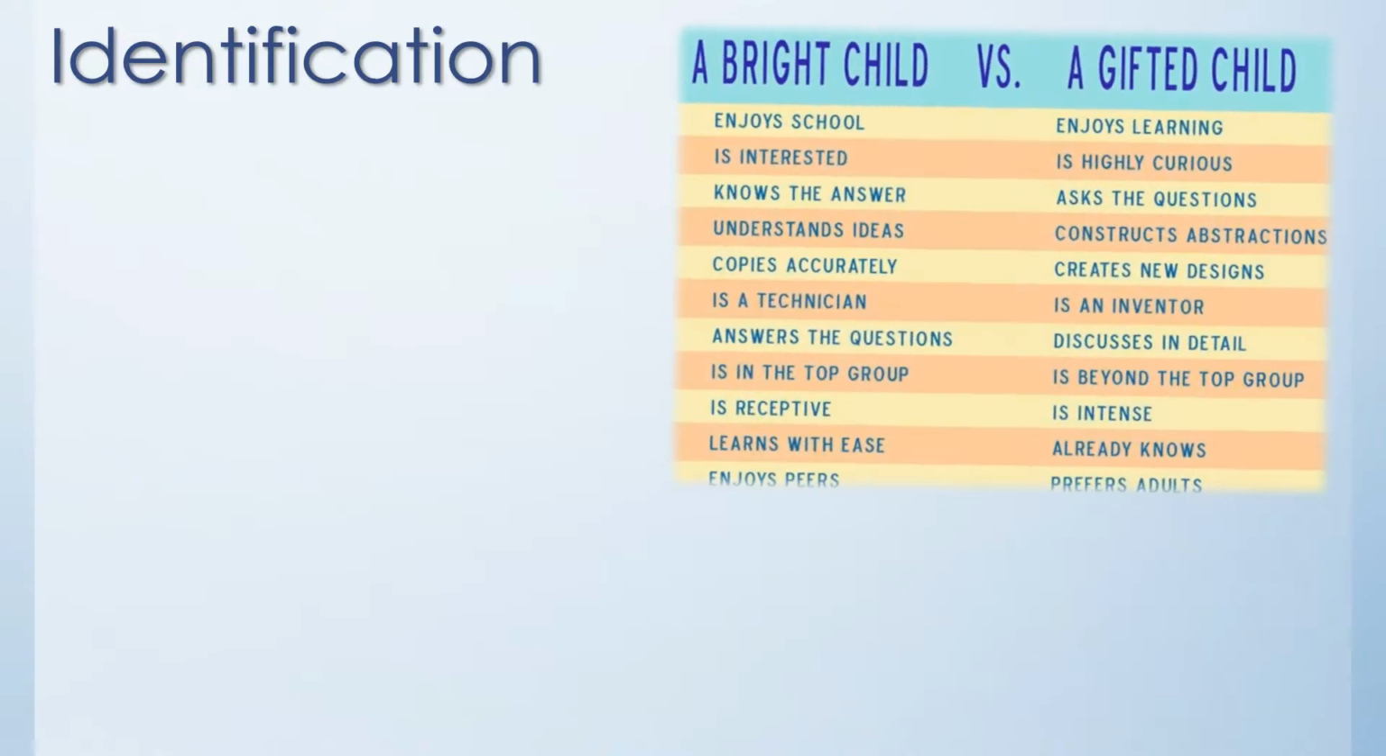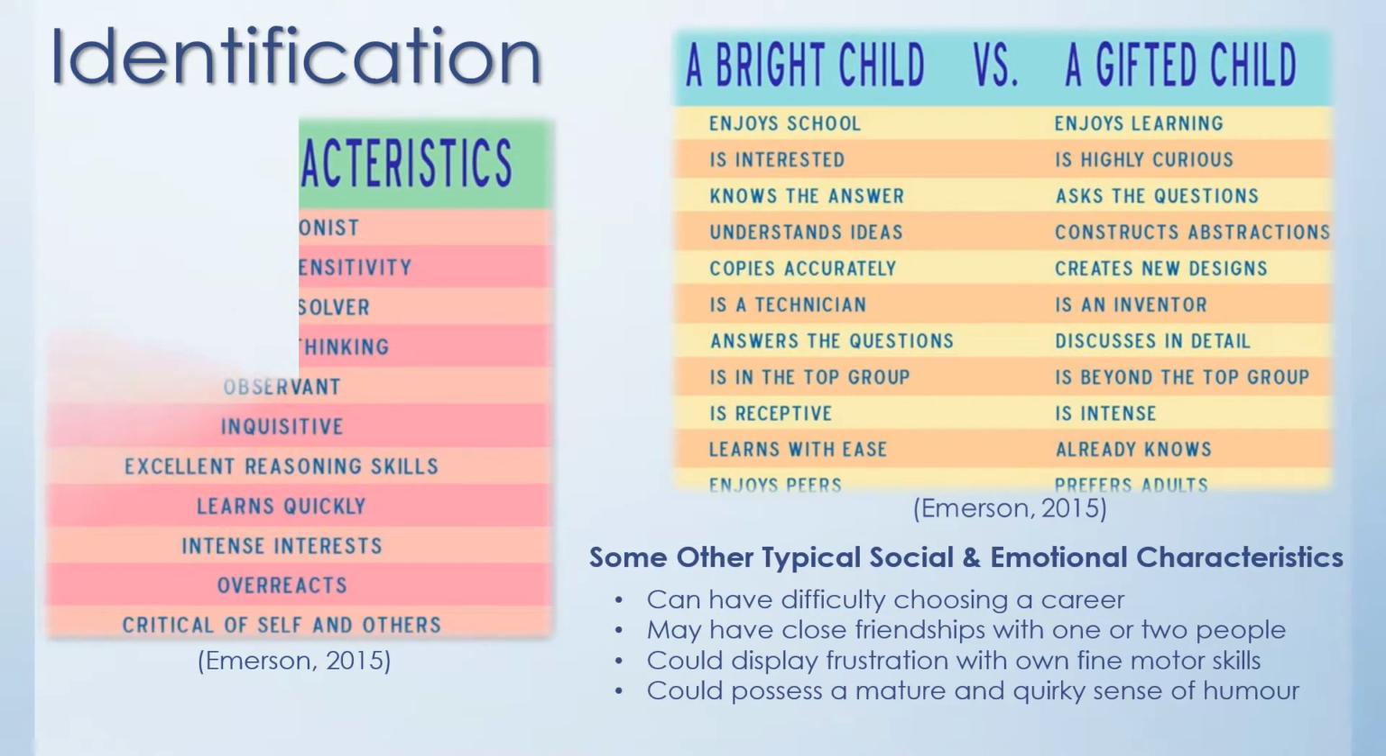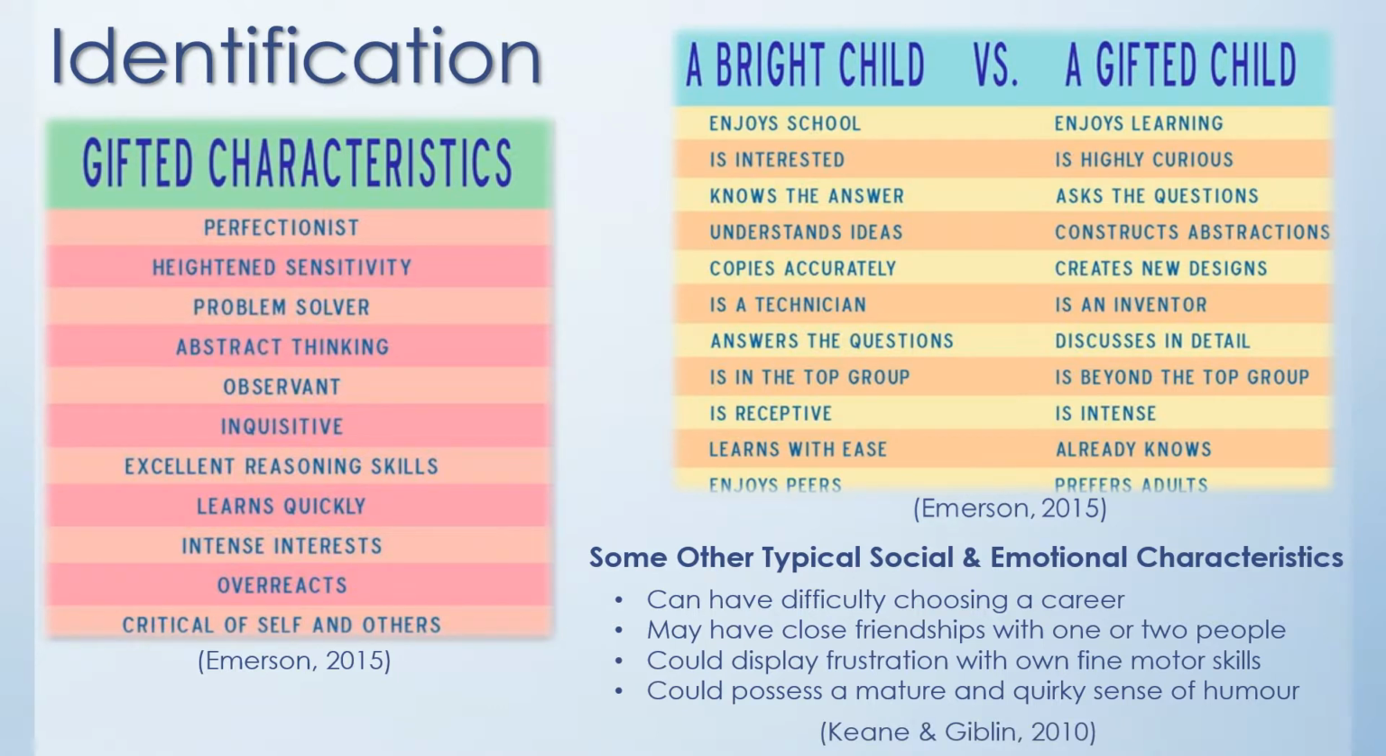Okay, now we have the topic of identification. So, what are some examples or characteristics often displayed by gifted children? Remember, these are far from being foolproof, because one of the most important things to remember is that every child is and must be treated as an individual. These examples are a guide only. In saying that, if we begin with the gifted characteristics box to the left of screen, we see perfectionist.